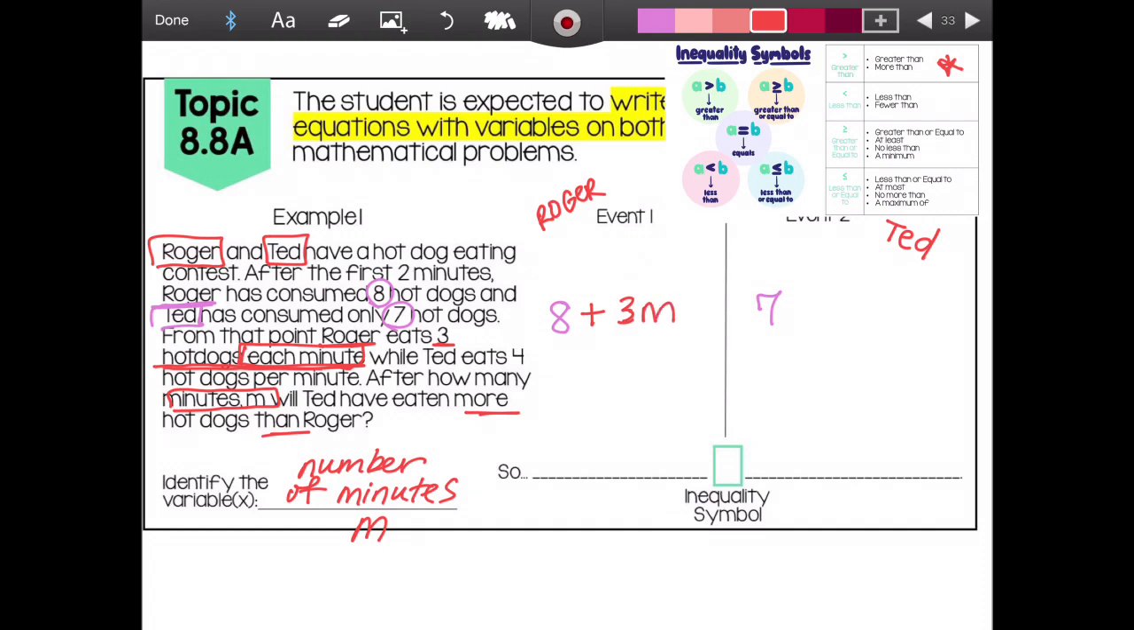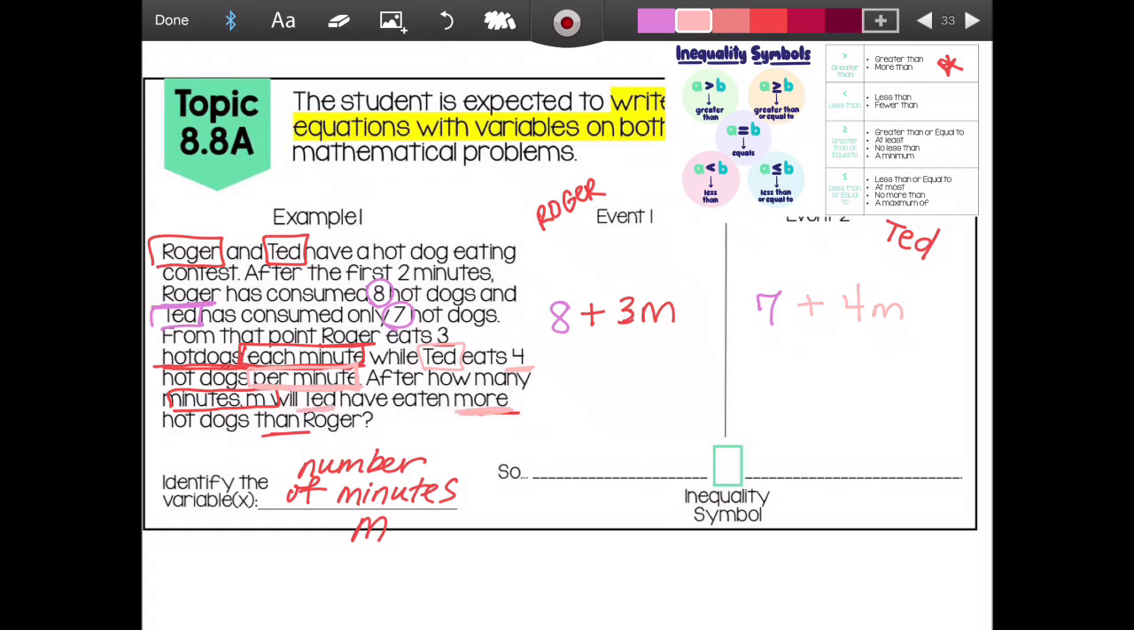Then, if we keep reading, it says, while Ted eats 4, and again, he's still eating, so we're still adding to his total, 4 hot dogs per minute. Again, we don't know the number of minutes, we just know it's representing minutes. And now the question reads, after how many minutes will Ted have eaten more hot dogs than Roger?